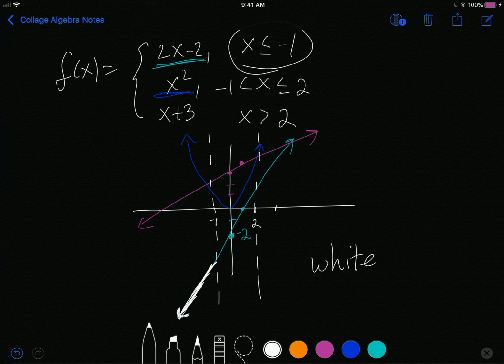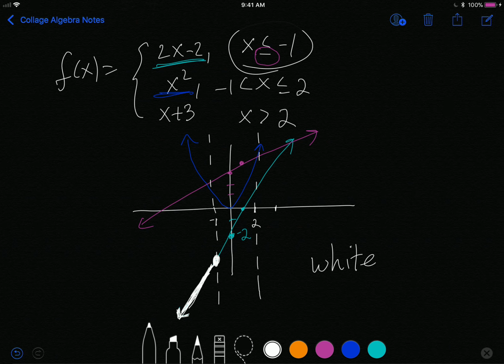Now, I have to look at this boundary value very carefully because it's a closed circle, because it's an equal sign. I have to use a closed circle at the boundary. So let's make it very nice and neat. A closed circle right here.